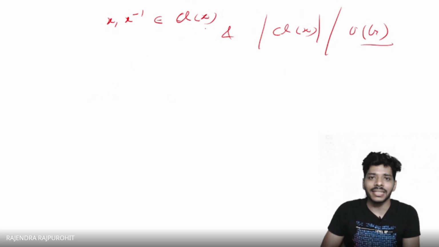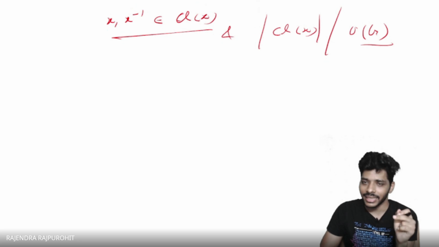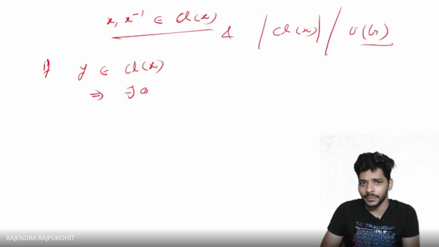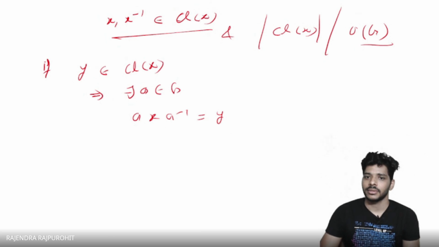Now let's say that there is one more element other than x and x inverse in the class of x. Let's call it y. If y belongs to class of x, this implies that there is some element A in your group G such that A x A inverse is equal to y. Y is conjugate means there is some A such that A x A inverse gives y.